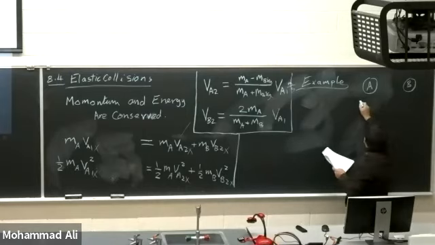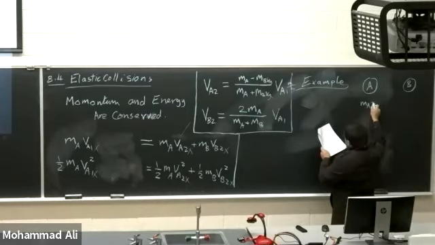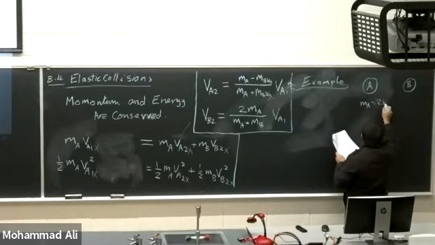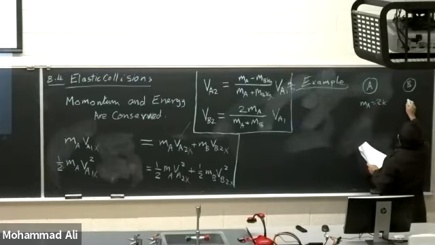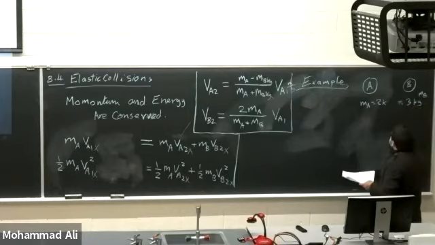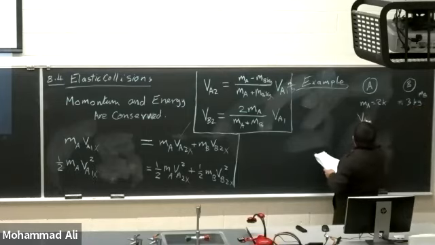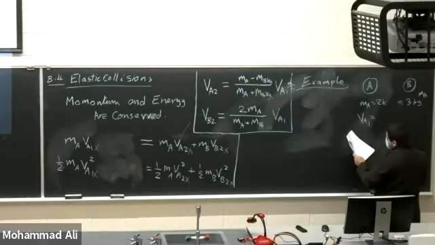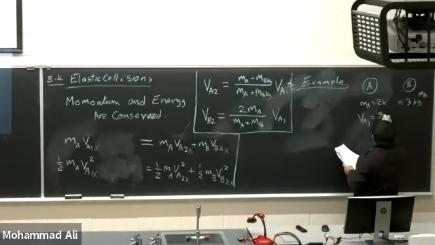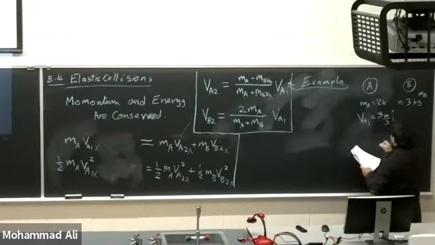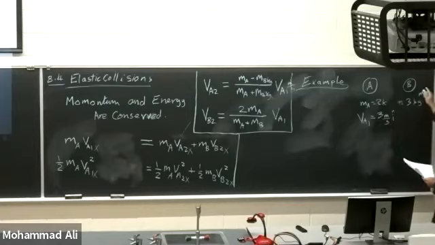The mass of A is equal to 2 kilograms. The mass of B is 3 kilograms. The velocity for A before the collision is 3 meters per second in the I direction, just in one direction. And the velocity for B is 0. We need just to find the velocity after the collision for each object.